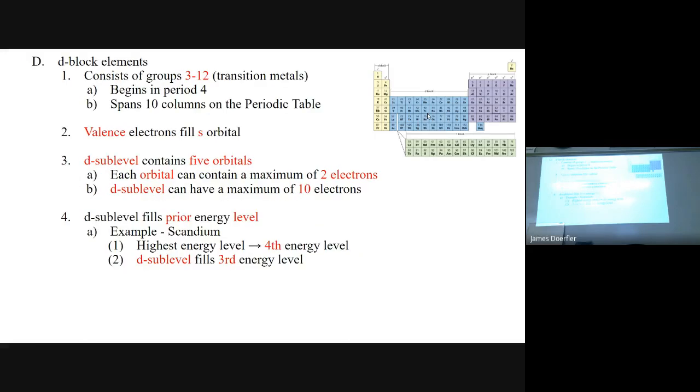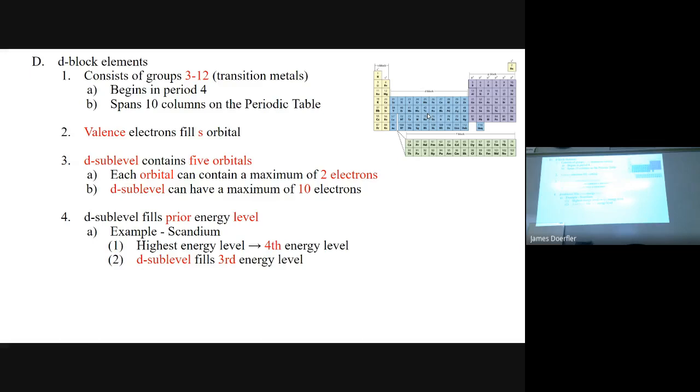The D block contains groups 3 through 12. We encounter these elements first in period 4, and it spans 10 columns on the periodic table. And as we mentioned a couple of slides ago, the valence electrons for all transition elements are going to be found in the S block. The D sublevel consists of 5 orbitals. Again, each holding a max of 2, therefore a total number of 10 electrons.